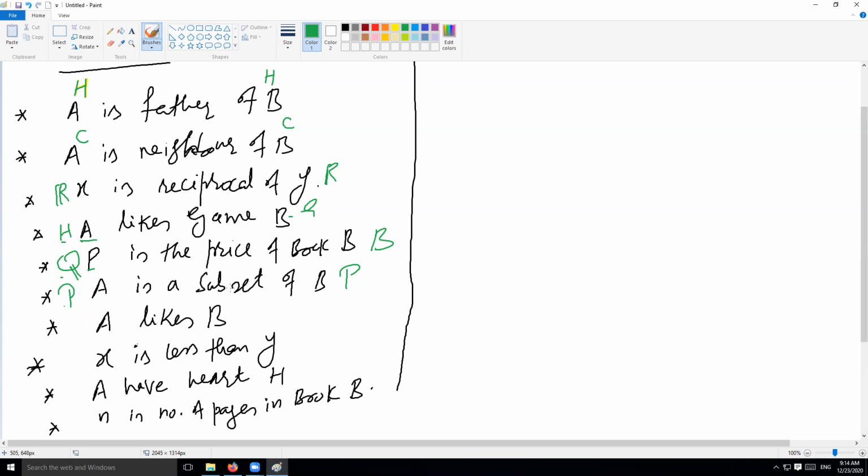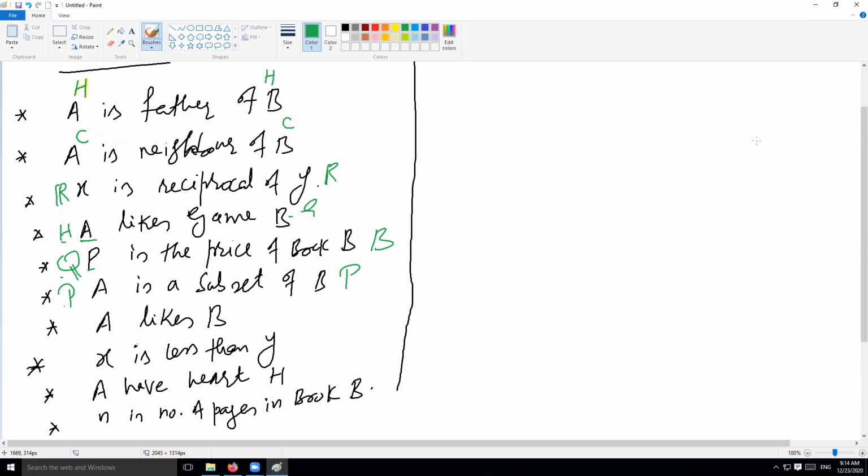A likes B. Now it depends on that. Okay, A could be what? A could be a human, and B also could be a human. A could be a human, and B could be an object. Theek hai? A could be an animal, and B is the favorite food of that animal. So it's really a generic kind of situation actually.